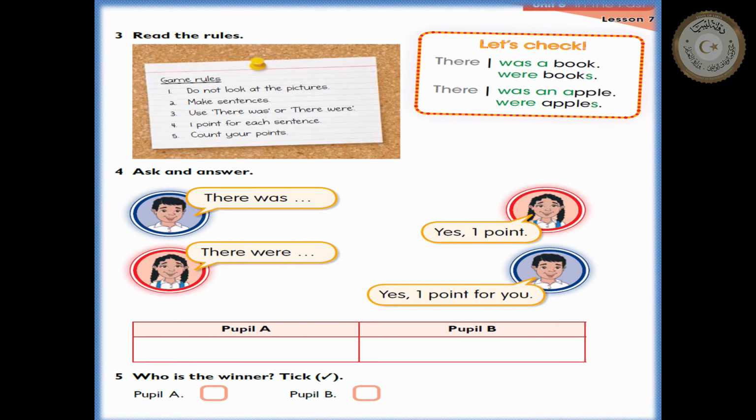Okay, what do we have in number 3? We have read the rules. So, game rules, because we are going to play a game. Do not look at the pictures. Make sentences. Use there was or there were. 1 point for each sentence. Count your points. So here, can you see here? There was and there were. Ready? Okay.